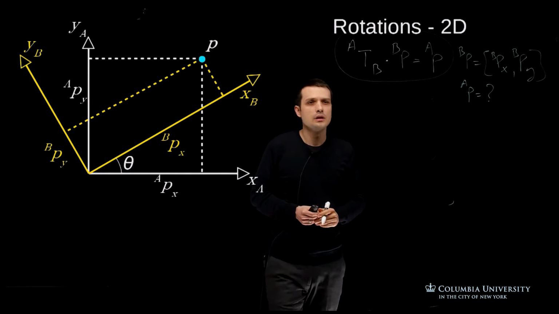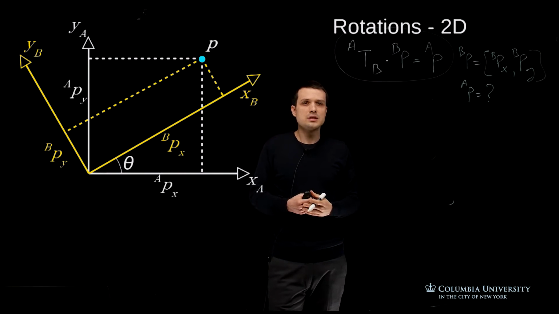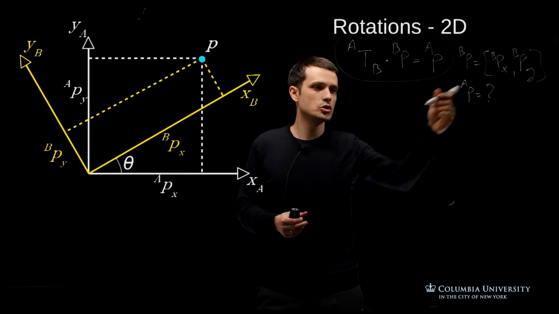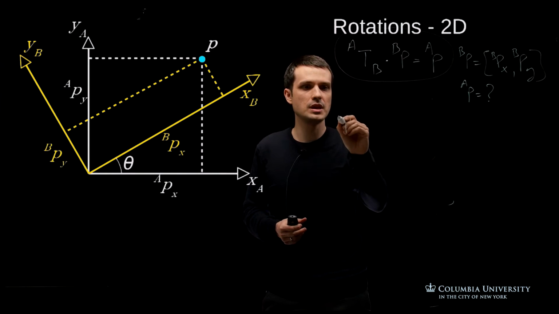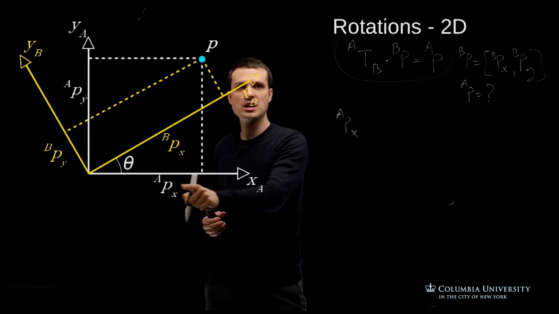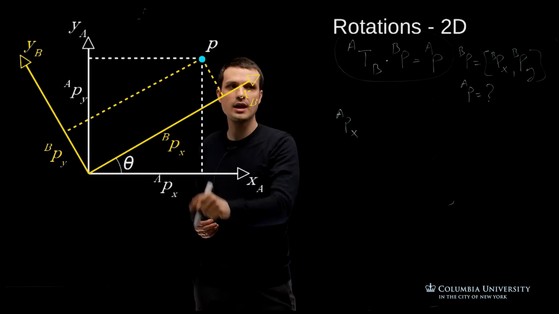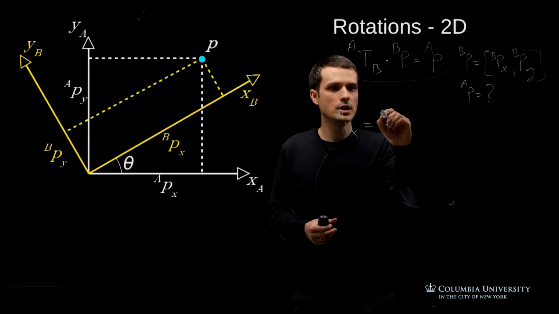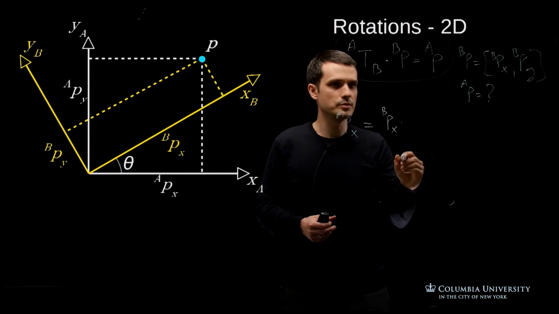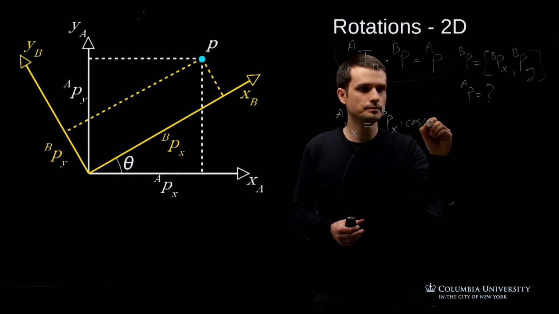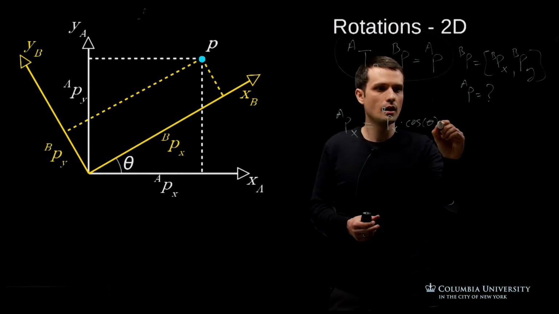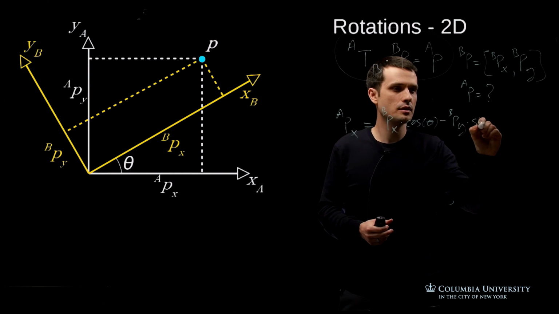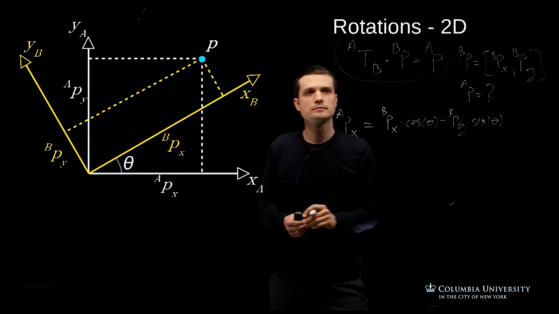Okay? So it's a fairly simple matter of trigonometry to compute PAX and PAY based on what we know. So for example, PAX, the projection of P along the x-axis of coordinate frame A, is going to be PBX times cosine of theta minus PBY times sine theta. Okay?